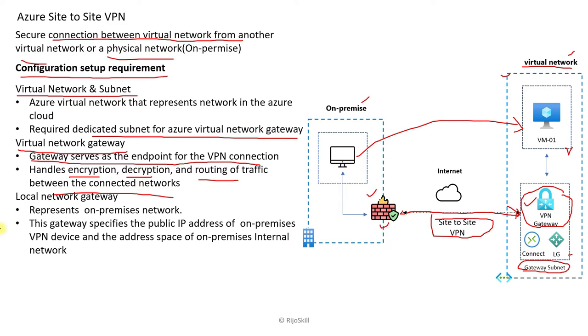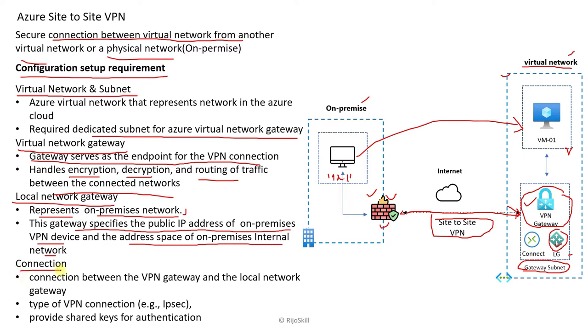Okay, next we need the local network gateway. What is the local network gateway? It represents the on-premises network. So this is your local network gateway, and it represents the on-premises network. This gateway specifies the public IP address of the on-premises VPN device and the address space of the on-premises internal network. Here, for example, you have the firewall. This firewall has a public IP address, and that public IP address will be used for your local network gateway. You also need to put in your internal IP address. So what is the internal IP address? For example, 192.168.0.0/24. You also add this because it represents the on-premises network. So that is the local network gateway.